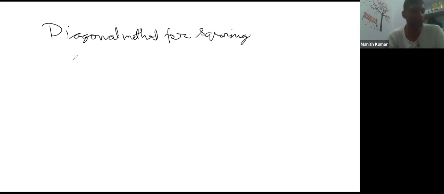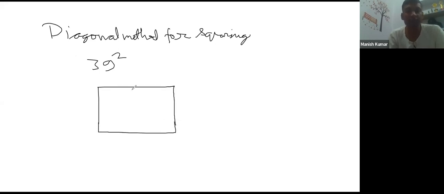For squaring a number, okay? Now let us take a number as 39. We have to find the square of 39. Now again, we will draw one square divided equally vertically and then horizontally. Here we are going to write 39. Here also we will be writing 39.